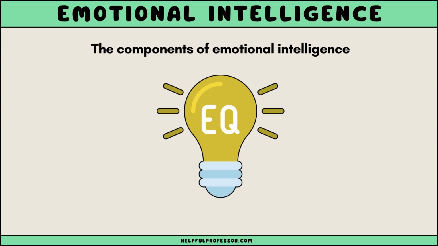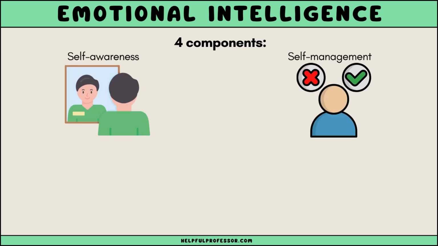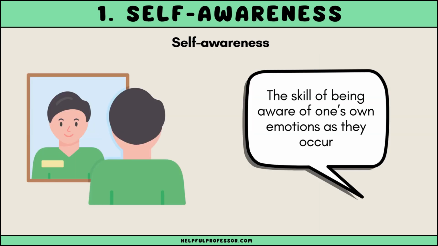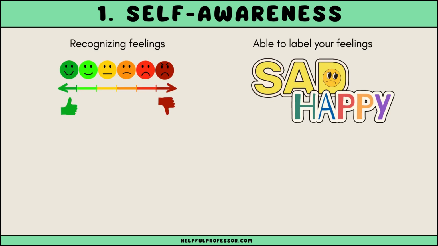It can be broadly divided into four main skills: self-awareness, self-management, social awareness, and relationship management. Self-awareness is the skill of being aware of one's own emotions as they occur. This includes recognizing different feelings and being able to label them accurately.